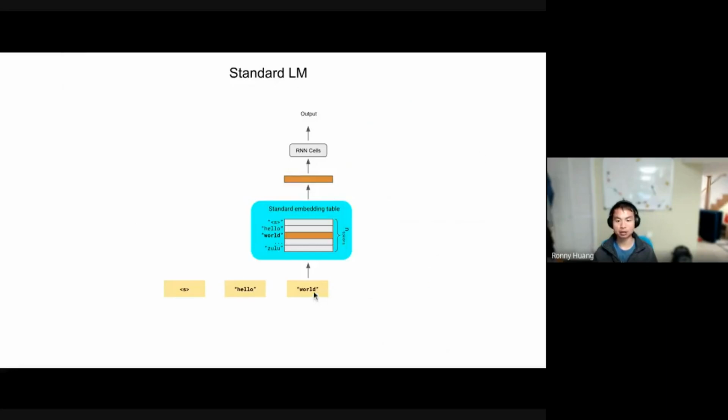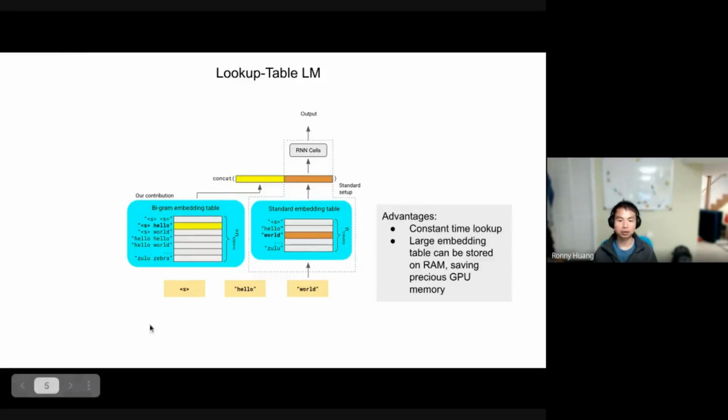It takes the current token and extracts an embedding of it and passes that embedding into the LSTM. Typically, to increase the LM size, you would increase the width or depth of the LSTM. We propose a different way to scale up.